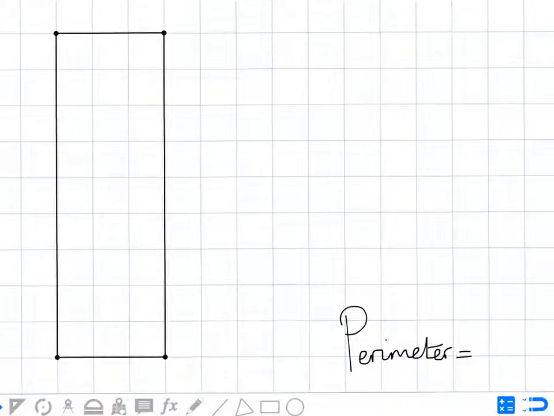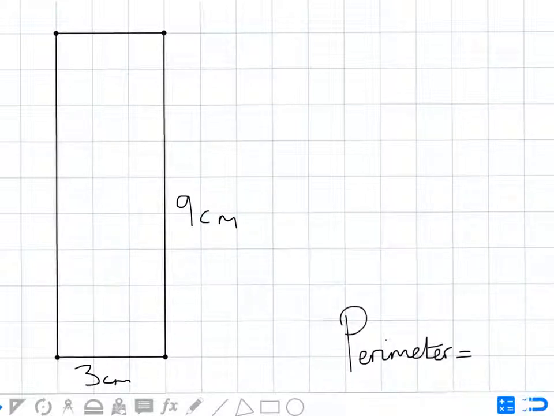For this rectangle, we're going to work out the perimeter. Now remember that the perimeter is the distance all the way around. And for this, we also need to know our lengths and widths. The length of this shape is 9 centimetres and the width is 3 centimetres.